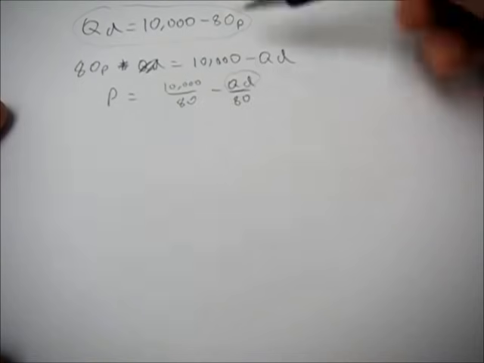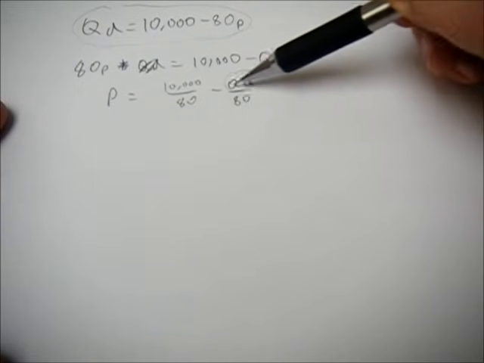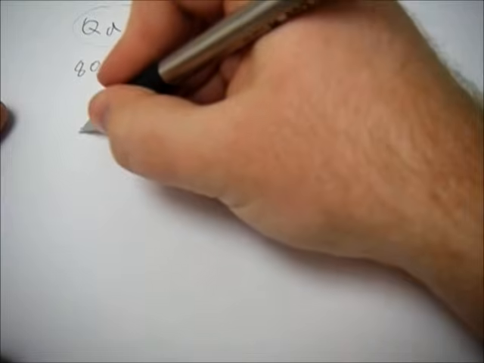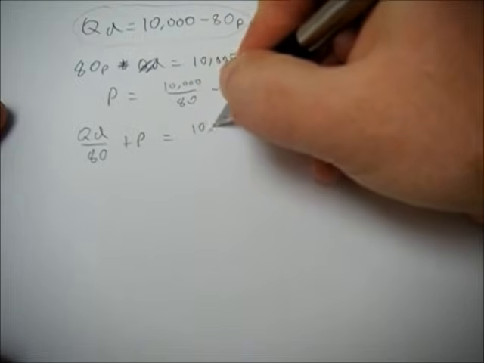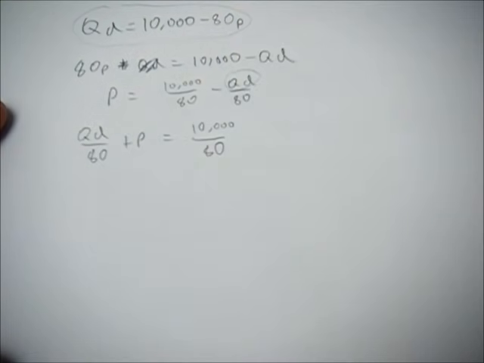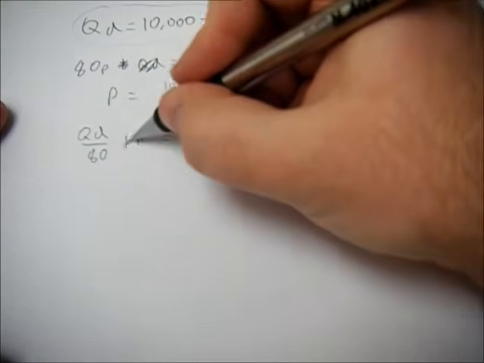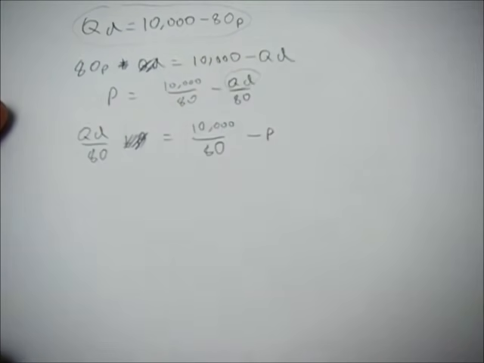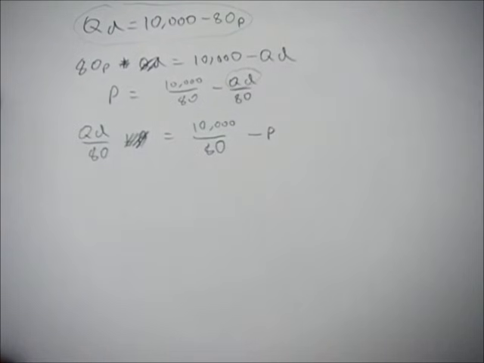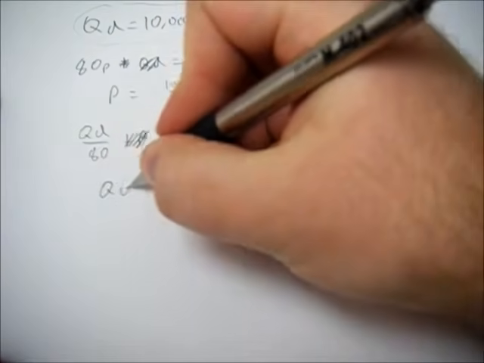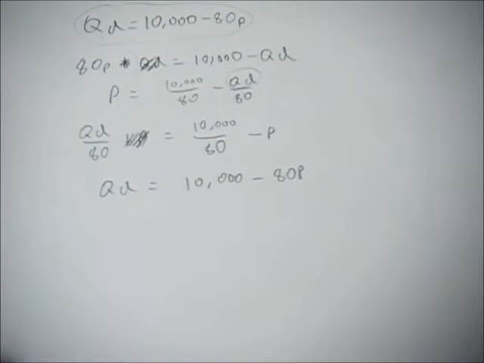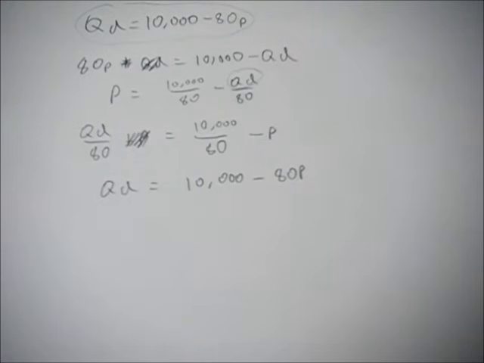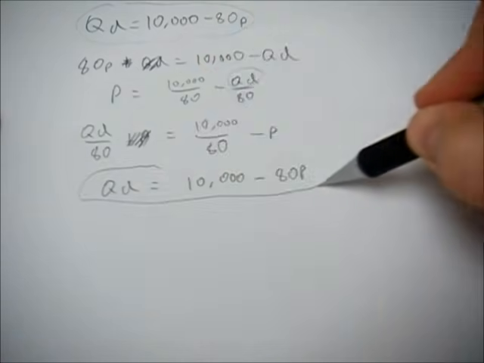So if you were given something that looks like this, you would want to solve for this QD. To do that, you would want to get QD by itself, so you could add QD over 80 to both sides. So you'd get QD over 80 plus P equals 10,000 over 80. You would then subtract P from both sides, and then multiply everything by 80 to get QD equals 10,000 minus 80p. And so that's how you would get your demand function in terms of Q instead of in terms of P. So this is our demand function.